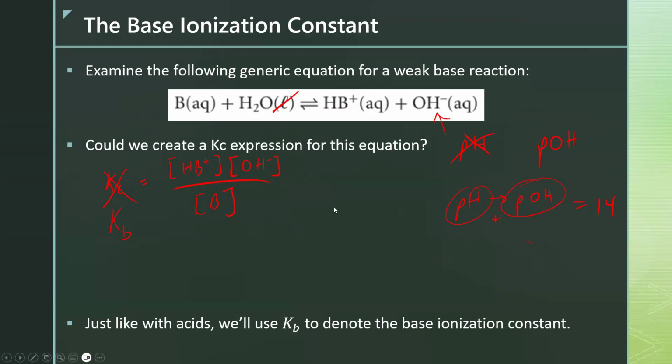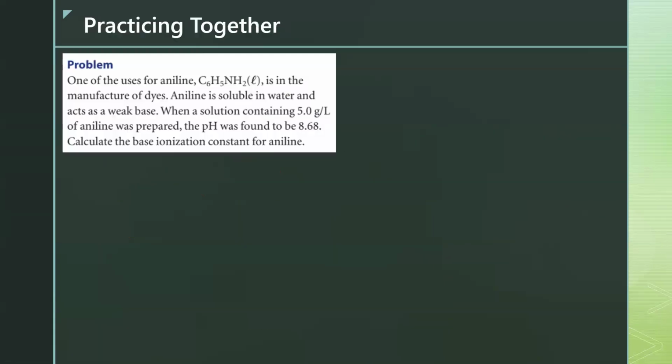Anyway, let's see the one and only example that we're going to deal with today. Just a heads up, it's a bit of a long one, so bear with me. So one of the uses for aniline, C6H5NH2, is in the manufacture of dyes. Aniline is soluble in water and acts as a weak base. When a solution containing 5.0 grams per liter of aniline was prepared, the pH was found to be 8.68. That's going to be a thorn in our side here, guys, by the way, those are horrible units. Calculate the base ionization constant for aniline.